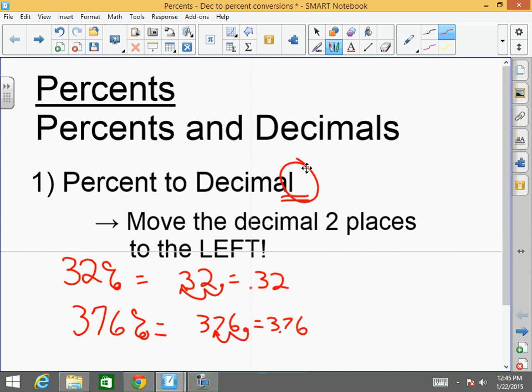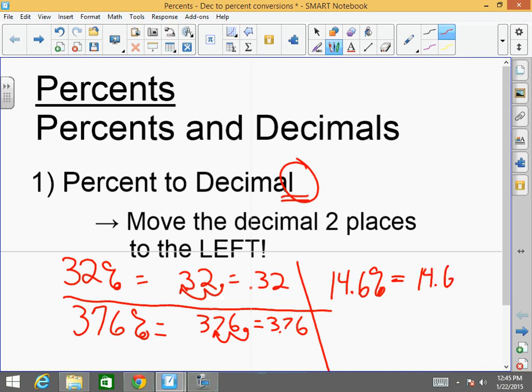Sometimes you can have decimals within percents. You still follow the same procedures, okay? I promise you. Let's say I have 14.6%. Well, you have 14.6 here. Move the decimal 2 places to the left. 1, 2 to the left, which will equal 0.146 or 146 thousandths.